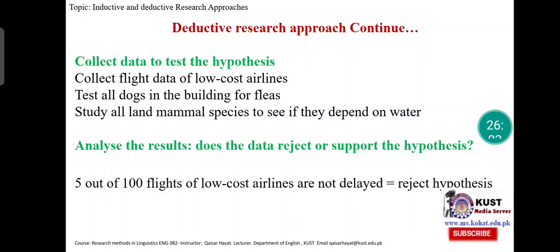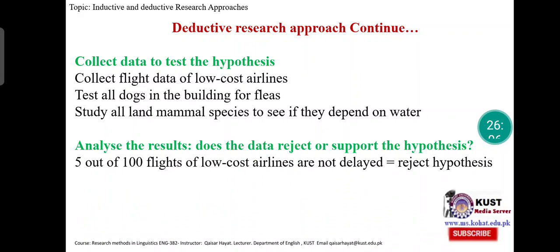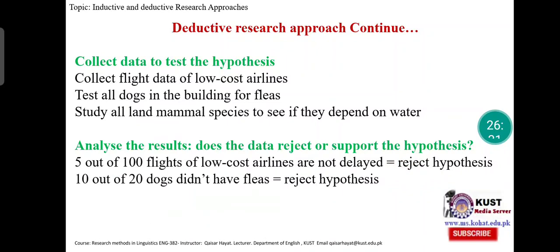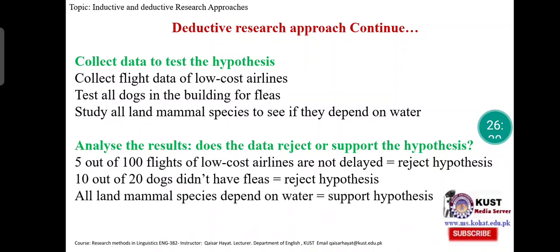Now you would analyze the data. And how would you analyze the data? 5 out of 100 flights of the low-cost airline are not delayed. Student, you used the word always. So 5 out of 100 flights of low-cost airlines not being delayed can reject your hypothesis, because it's not always. In the second case, 10 out of 20 dogs didn't have fleas. Reject hypothesis. And all land mammal species depend on water. Support hypothesis.